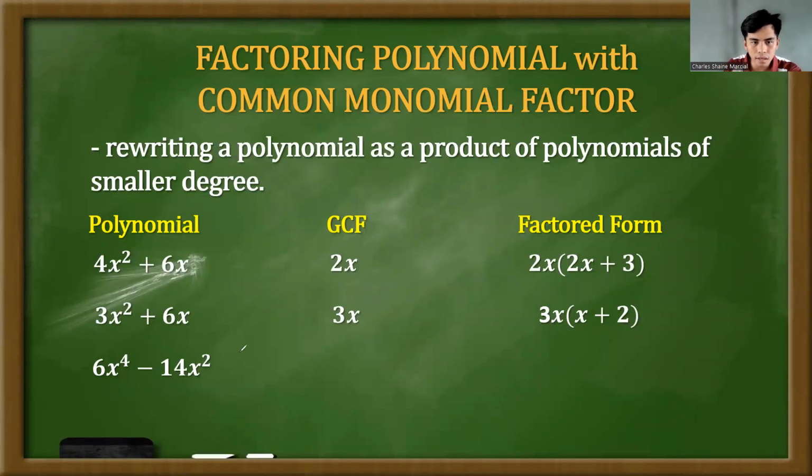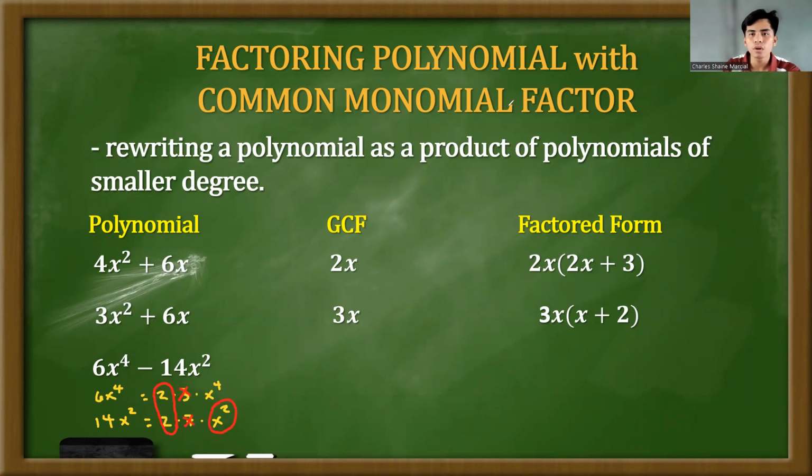So, kunin muna natin yung factors nitong 6x raised to 4 and 14x squared. So, itong 6, that is 2 times 3 times x raised to 4. And itong 14, so we have 2 times 7 times x squared. Combine ulit natin yung common factors. We have 2. Itong 3, walang kaparehas. Itong 7, wala rin. And itong x squared ang kukunin natin.